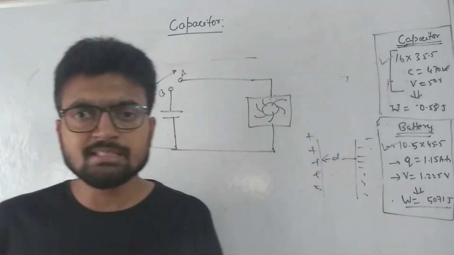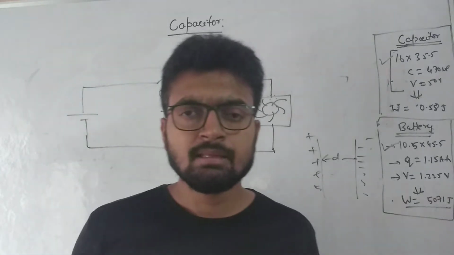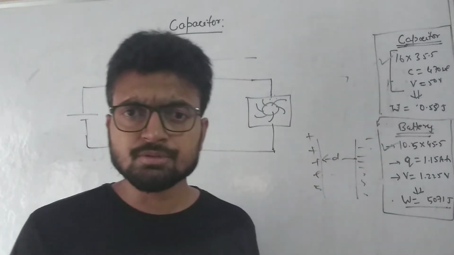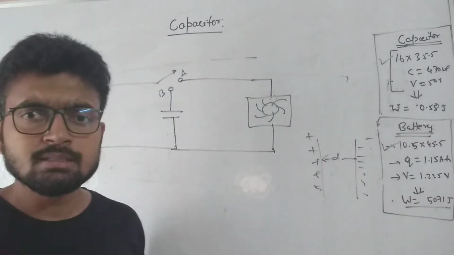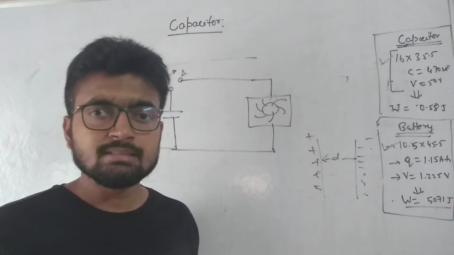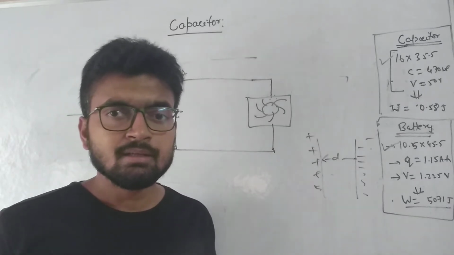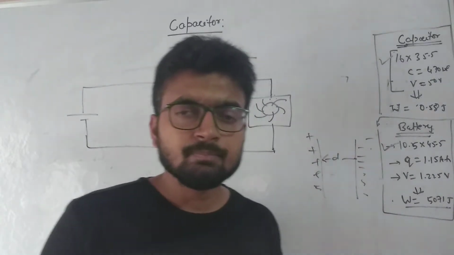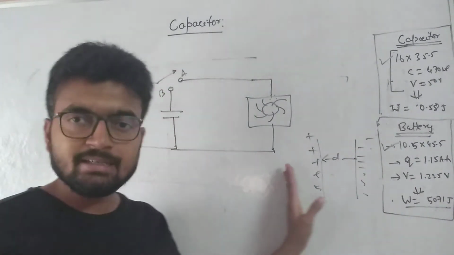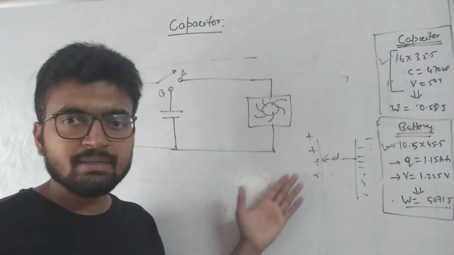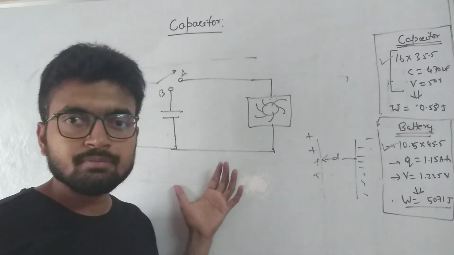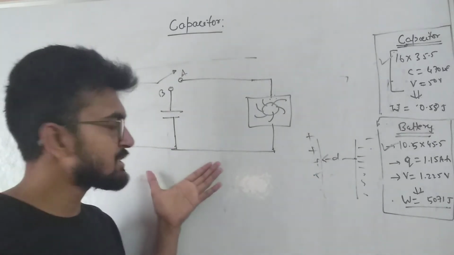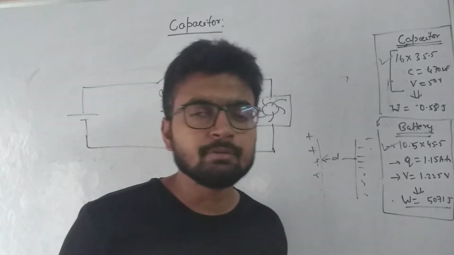So now a capacitor stores charge, but a battery also stores charge. Then why is a capacitor different from a battery, or what makes a capacitor different from a battery? There are few facts about that. We'll try to understand the capacitor and a battery with the help of this example. But before we start this example, let's have a look at a battery.